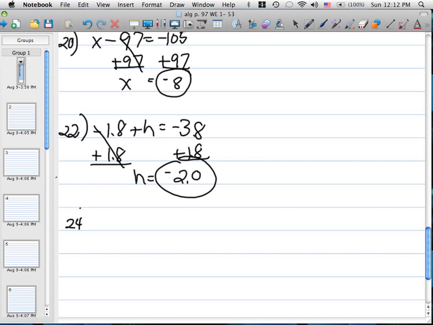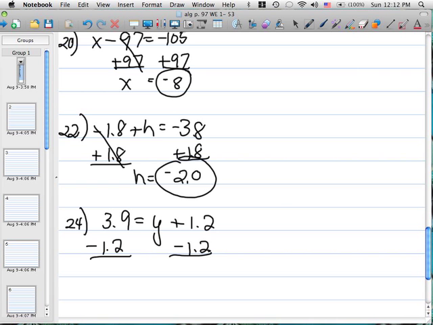And problem 24, 3.9 equals y plus 1.2. We want to solve for y, so we want to get rid of the plus 1.2, so we subtract 1.2 from both sides. That leaves on the left 2.7 and y on the right, so y is equal to 2.7.